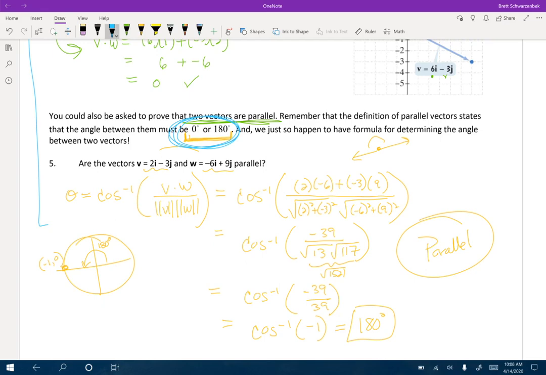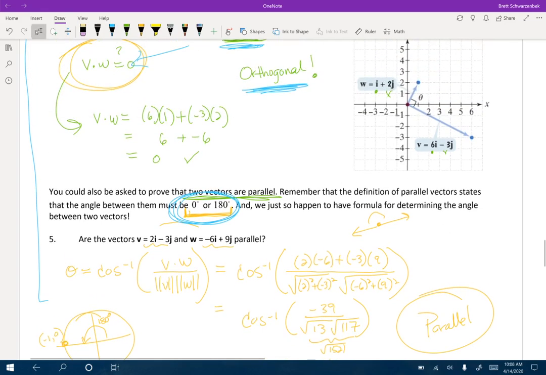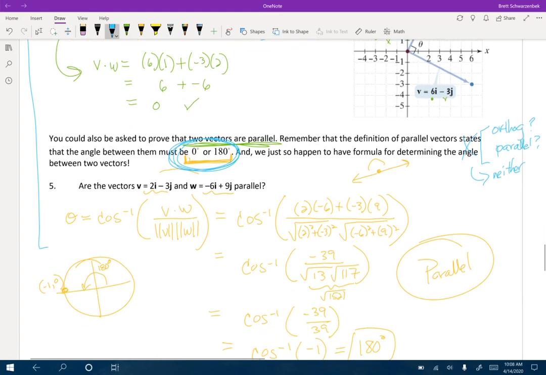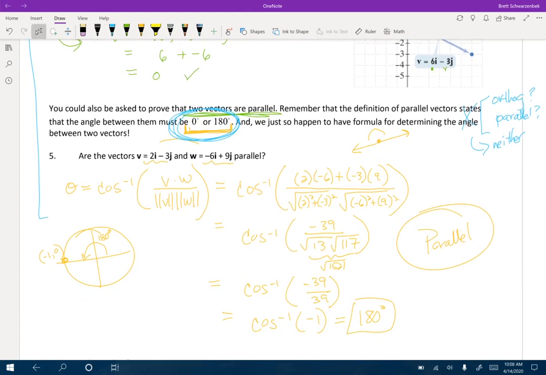So think of it as a flow chart. You check for orthogonal first, then you check for parallel next using the bigger formula, and if neither of these work, then you say that it's neither. That would be the best strategy to use in that type of problem, which does come up. I don't know if it will in a remote environment, but it does usually come up in a non-remote environment in class.